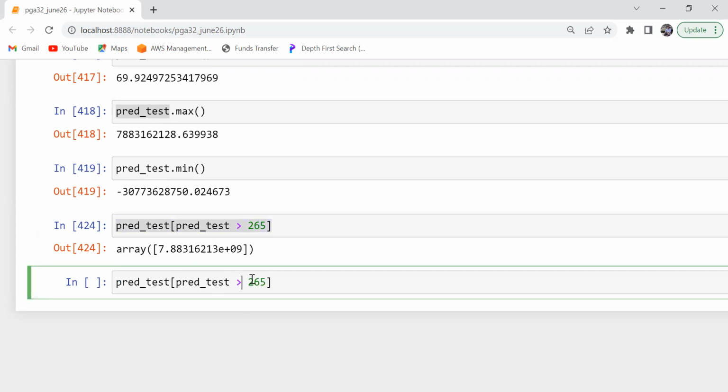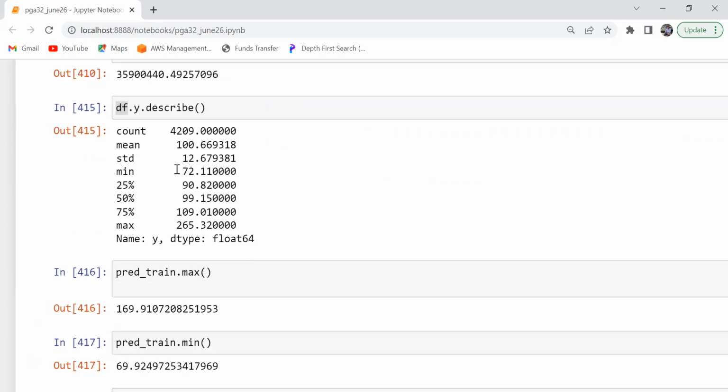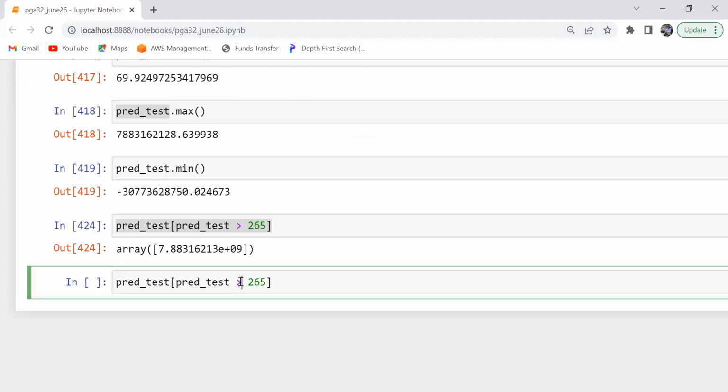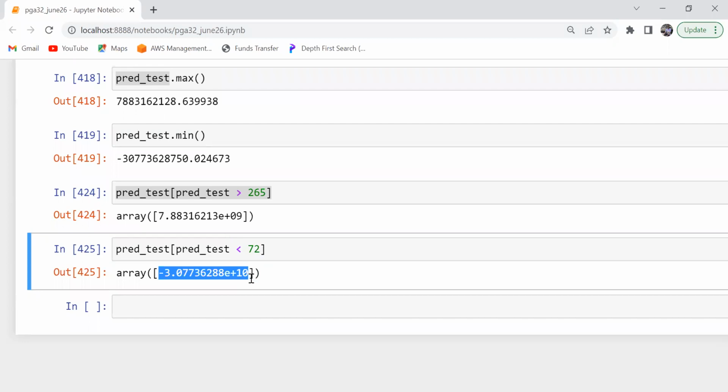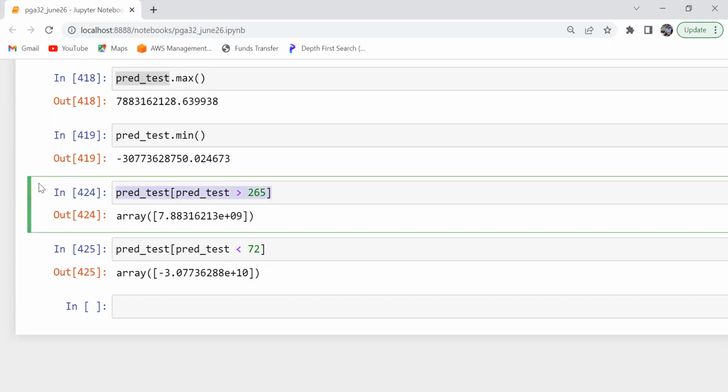Similarly, if I say something like this, what is the minimum value? Minimum value was 72. Let me say less than 72. And there is just one value which is very less. But these values are so big in the scale that they are dragging the results. पूरे result को drag कर दिया. Because these are very high numbers.